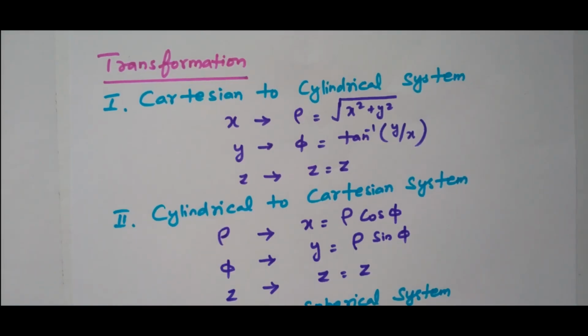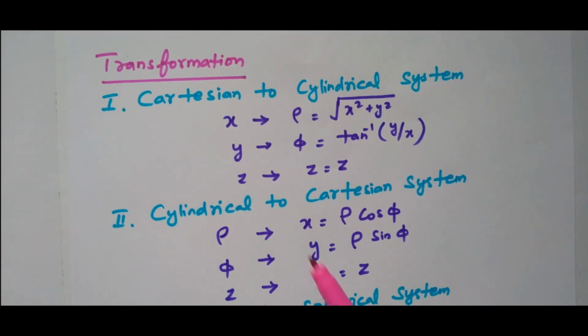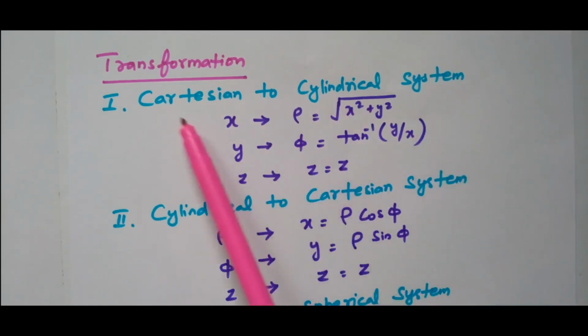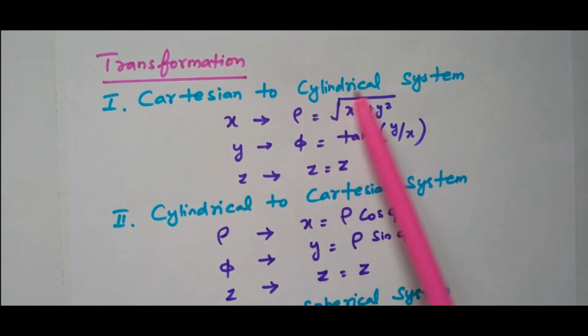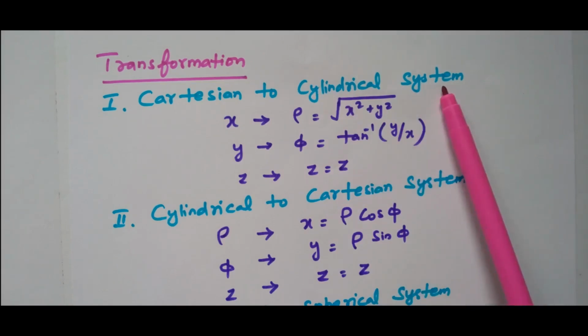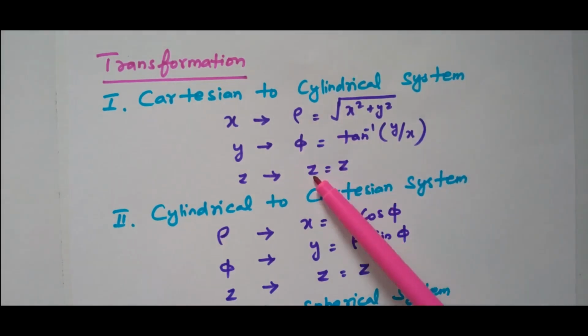Now we'll see the transformation. We can convert from one coordinate system to another coordinate system. For further simplification, further calculation or further representation, we can convert from one coordinate system to another. First we will see Cartesian to cylindrical, right? Cartesian means x, y, z. Suppose you have x, y, z, three parameters available. If you want to convert into cylindrical coordinates, that is rho, phi and z, that is possible.